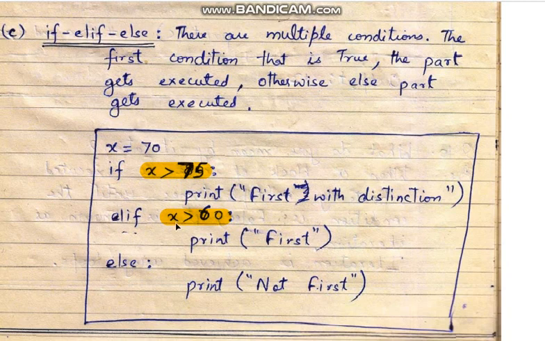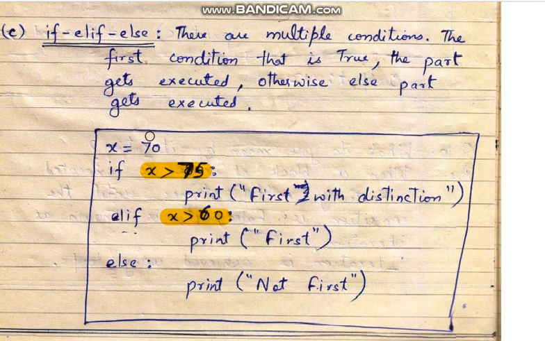Coming to the next condition, x greater than 60 is true, 70 greater than 60 is true. Because this condition is true, the corresponding part first will get executed. So this particular statement, print first, will get executed in this case.